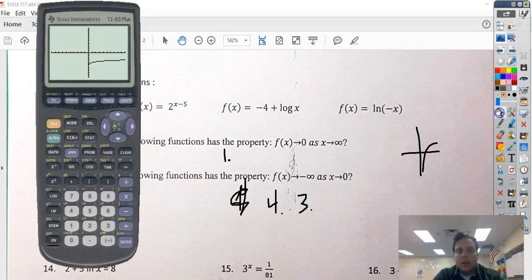Okay? Alright, so now let's look at the second one. I'm just working my way backwards. 2 raised to the x minus 5. Oh, I need to put this in parentheses. x minus 5. Hit graph.